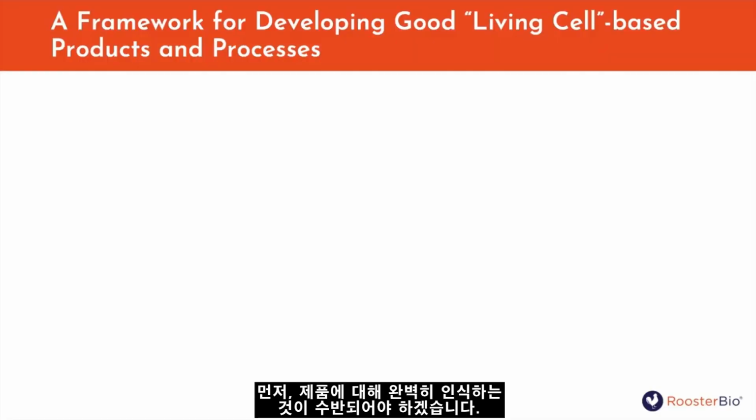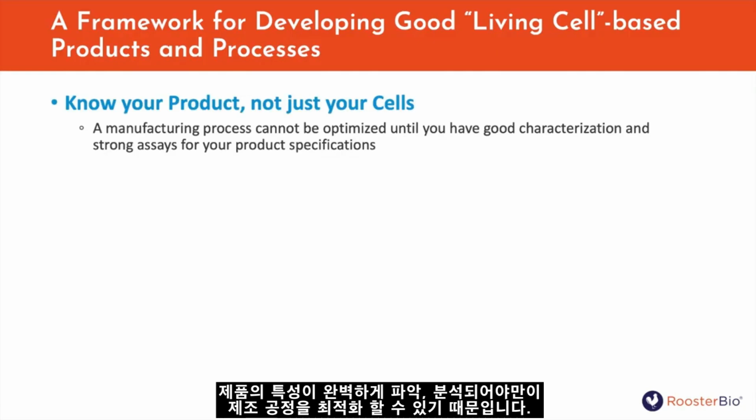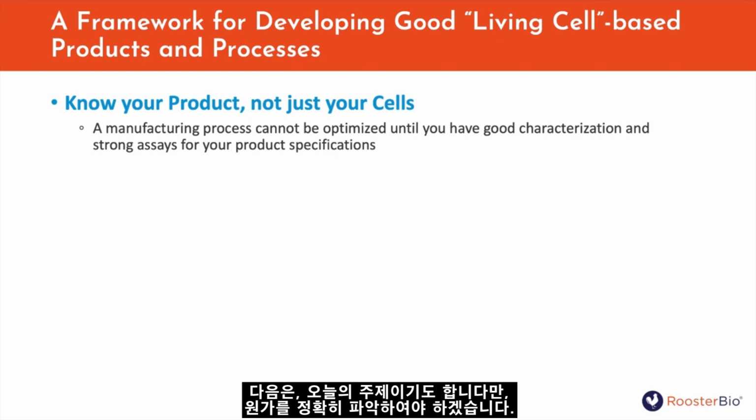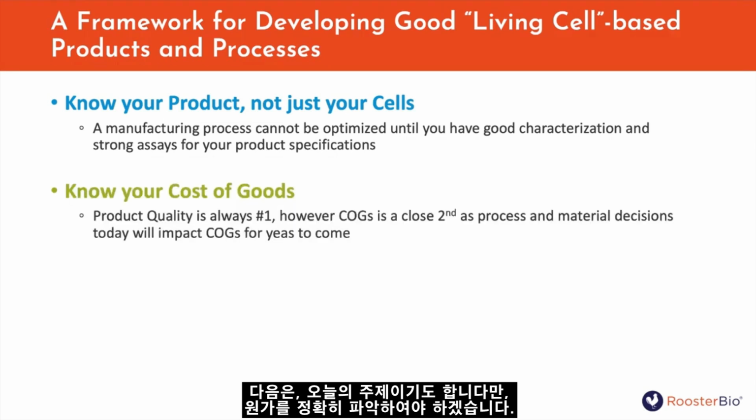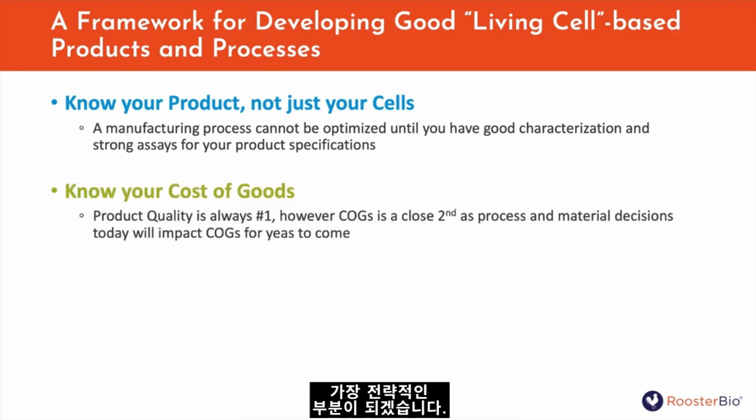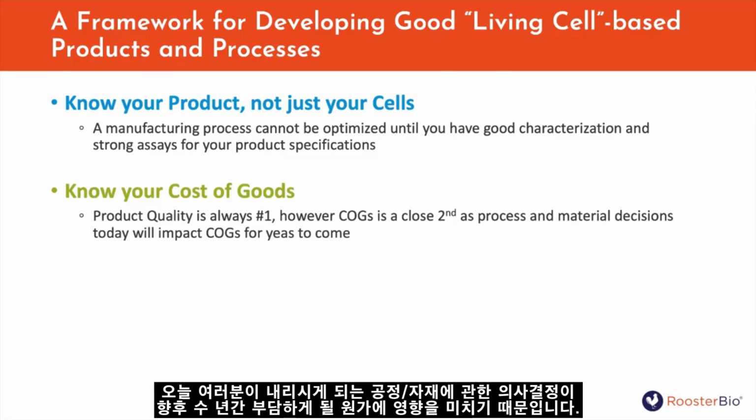These include know your product, as a manufacturing process cannot be optimized until you have good characterization and strong assays for your product specifications. The second, know your cost of goods, is the focus of today's webinar. It is potentially the most strategic area in which process and material decisions today can impact your cost of goods for years to come.